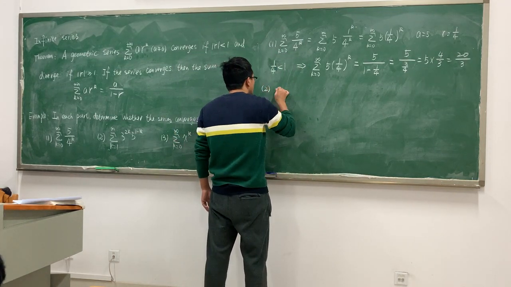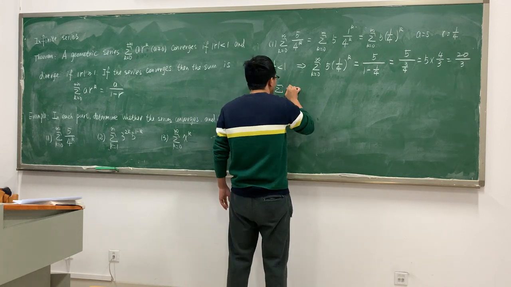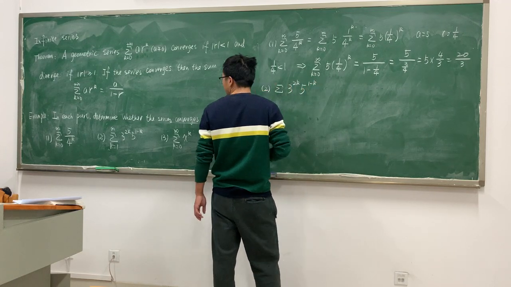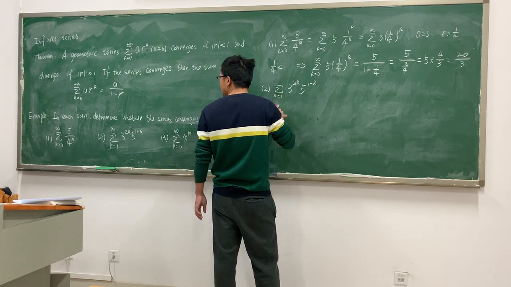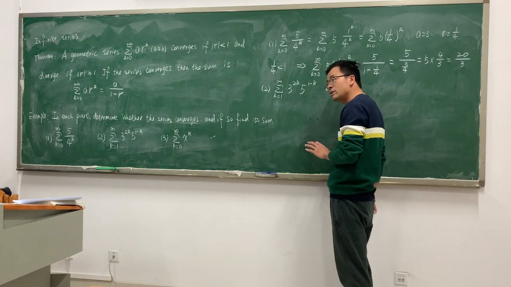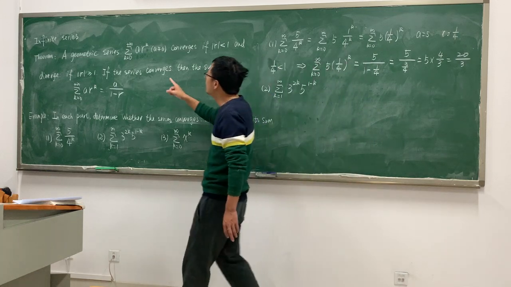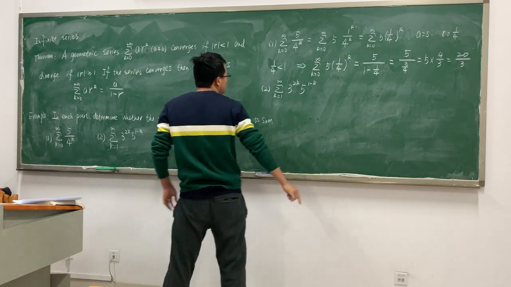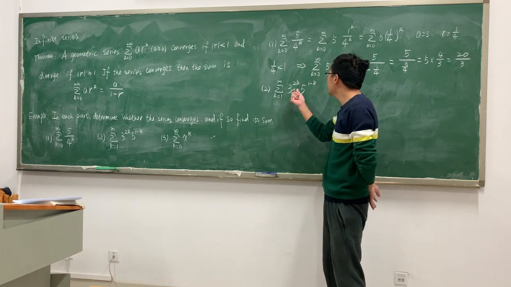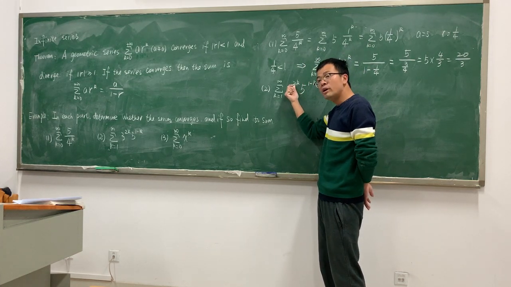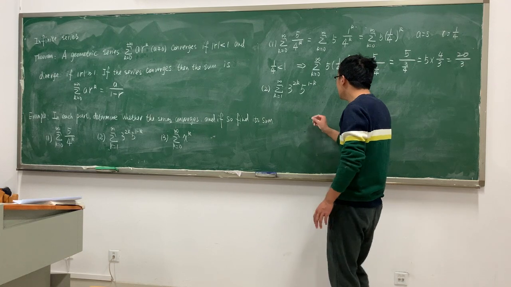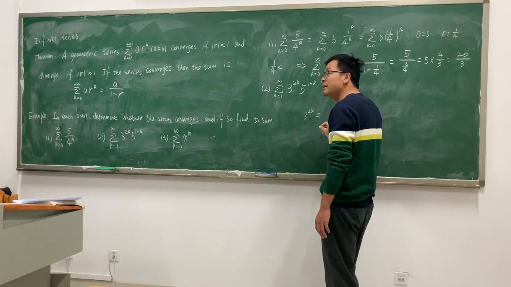The second series is the sum of 3 to the power 2k and 5 to the power 1 minus k, where k runs from 1 to infinity. So now we need to see whether this is a geometric series or not. In a geometric series the power is k, but for this one the power is 2k. So how can we transform 2k? 2k power, actually we can write it in which form?